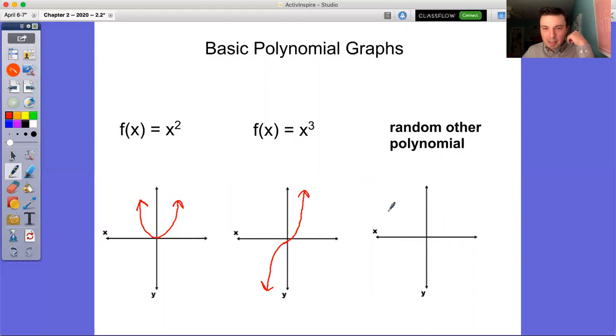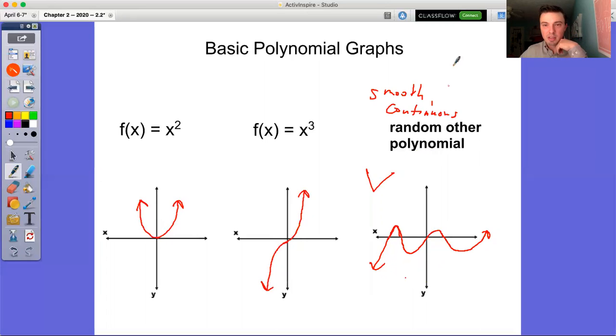But generally speaking, if you have a random polynomial, it's continuous, it's smooth, so it doesn't have sharp edges. It's continuous, it keeps going forever in both directions. And it could have a number of turns. So this is some other random polynomial. Those are supposed to be smooth, rounded edges, not a sharp edge like that. That would not be a polynomial. This is an example of a polynomial right here. Okay? Smooth and continuous, rounded edges.